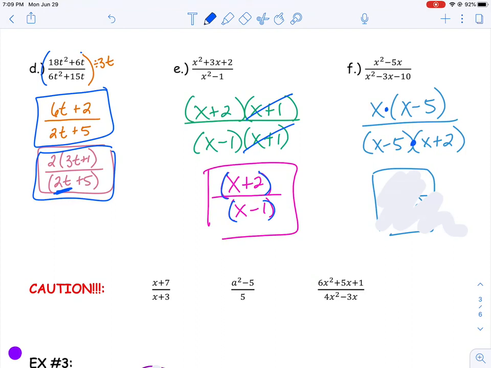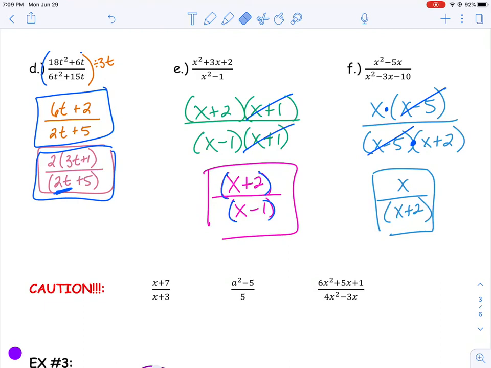And is there any common factor that I can reduce by? Well, it looks like the numerator and the denominator both have an x minus 5. So as long as they can take that whole chunk off, I can divide each one by an x minus 5. What does that leave on the top? And what does that leave on the bottom? Well, it looks like your numerator is just an x now, and your denominator is the x plus 2.